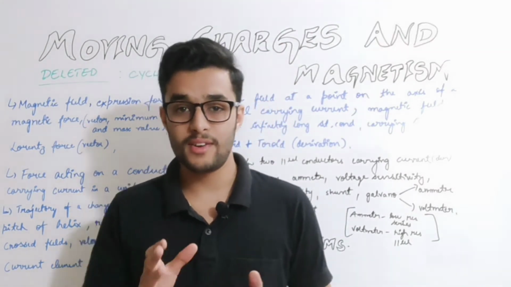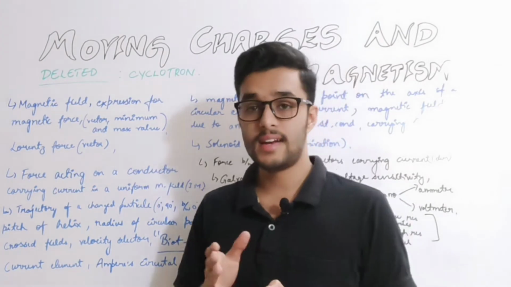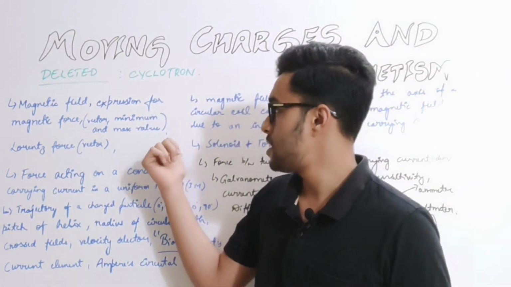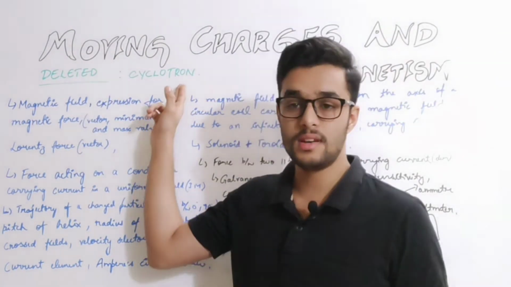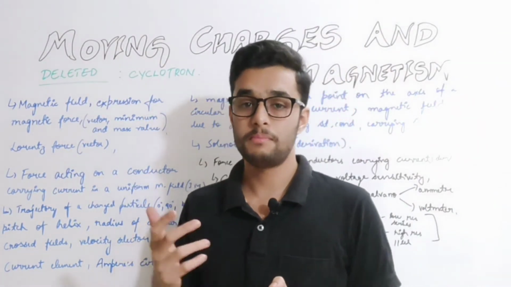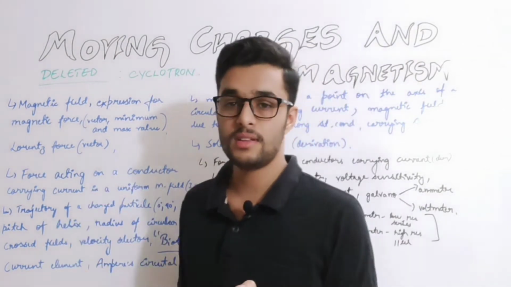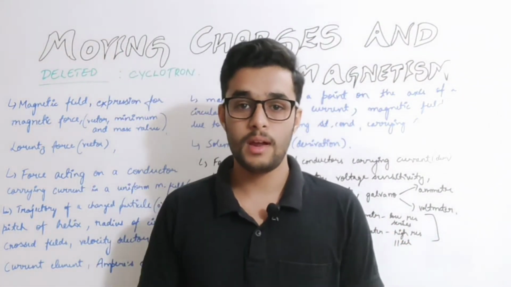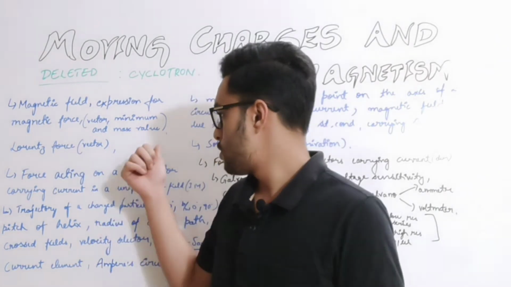So at first, be aware of the deleted portion in each and every subject, in each and every chapter. With respect to this chapter, the deleted portion is cyclotron. This deleted portion accounts for only 0.1% of the entire chapter, so there will be no difference while reading it. So first thing, be aware of the question paper, analyze it properly, and get to know where the questions have been asked.